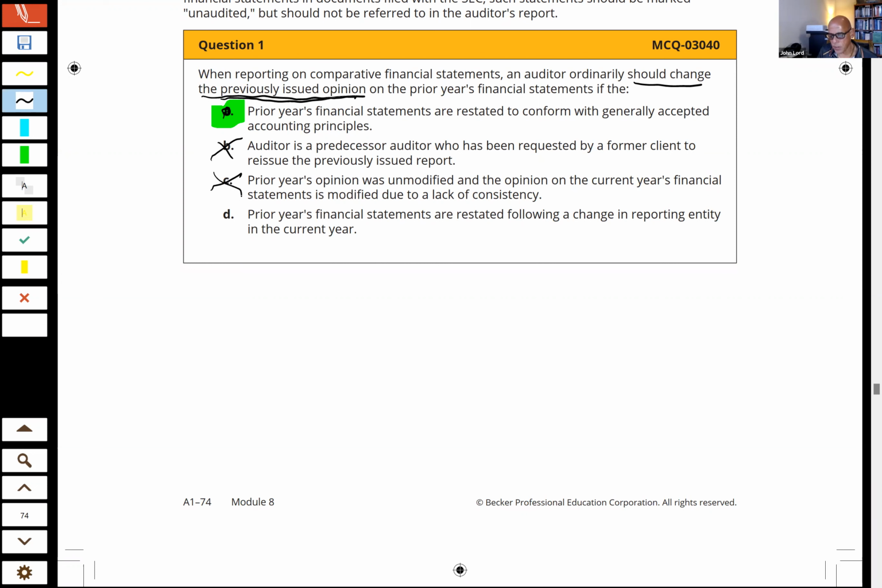Prior year financial statements are restated following a change in reporting entity. Well, that's not going to cause me to change my previously issued opinion. It just means that I'm going to add an emphasis of matter to the current year financial statements calling out that change. Okay, so that's a pretty tough question. You did well on it.